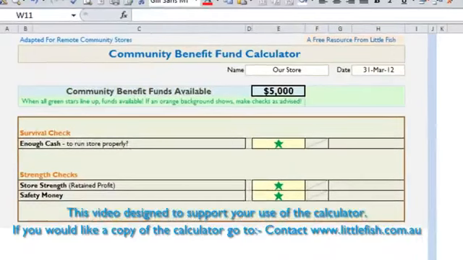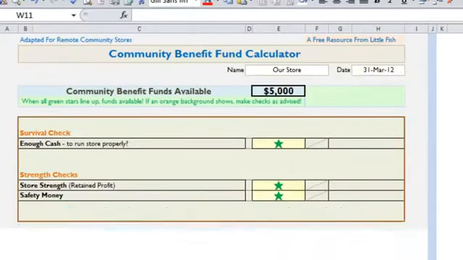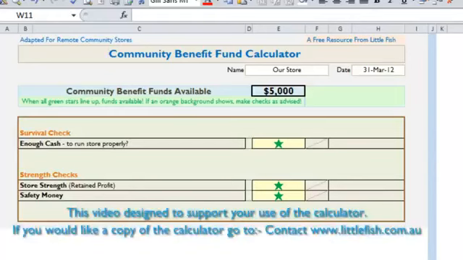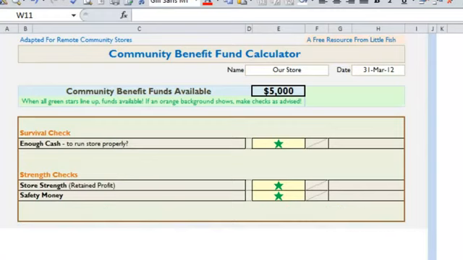Welcome to this video on the Community Benefit Fund Calculator, a free resource from Little Fish. In this short video, we will take you over the basic features of the calculator so that you will be quickly able to use it for yourself.